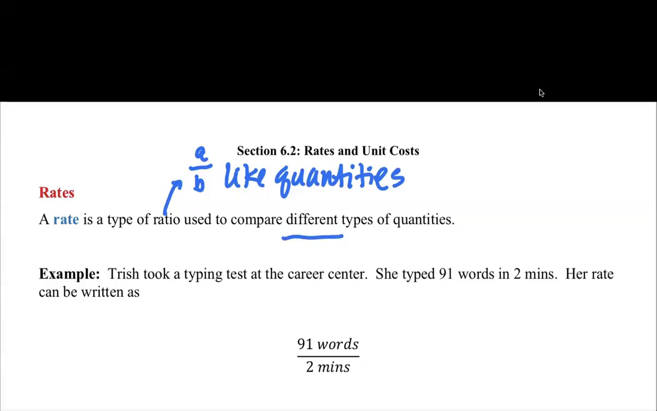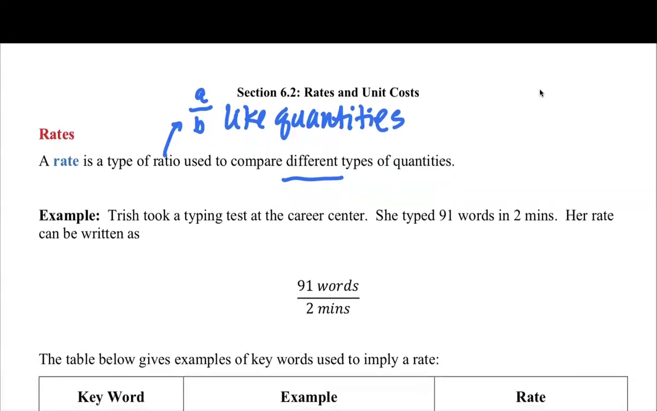For example, Trish took a typing test at the Career Center. She typed 91 words in 2 minutes. Here's what her rate looks like. Just notice that these two units are not the same. So this is a rate. If we had said she typed 91 words and there are 400 words total that she needs to type, that would be a ratio because those would be like units. So again, a ratio is like units and a rate is unlike units.